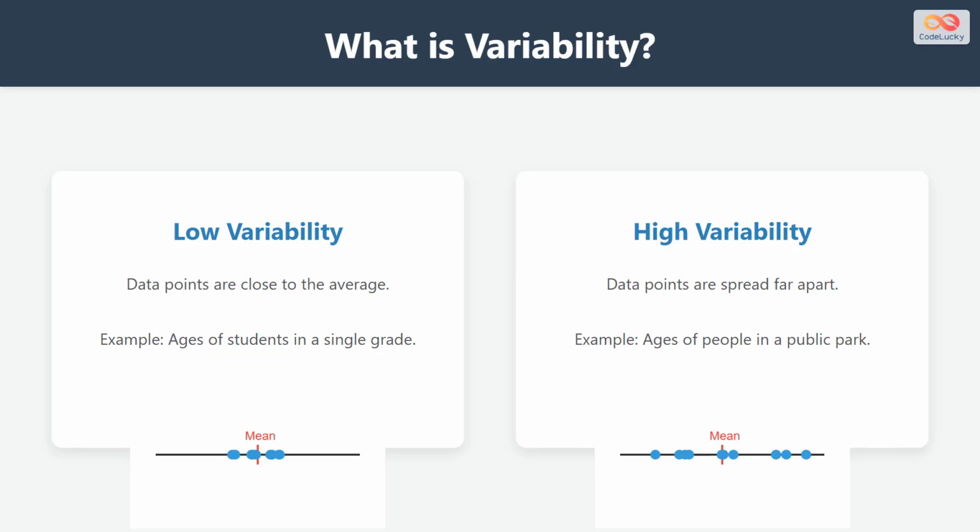Before we dive into the formulas, let's talk about variability. Variability describes how spread out a set of data is. On the left, we have low variability. The points are clustered tightly around the average. Think of this like the ages of students in a single classroom. Everyone is roughly the same age. On the right, we have high variability. The points are spread far apart. This is like the ages of random people in a park, ranging from toddlers to the elderly. We need a way to measure this spread with a single number.